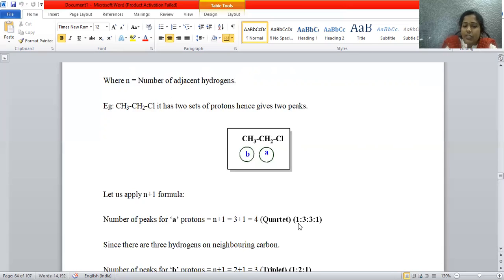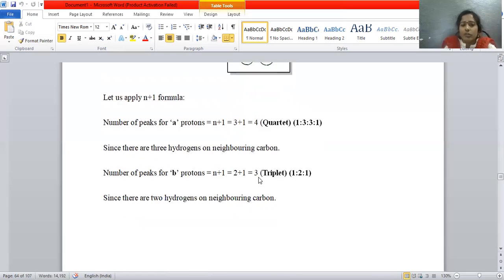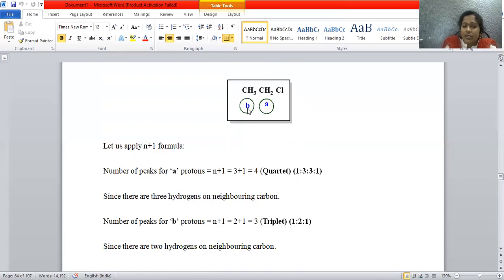A quartet has the intensity of peaks in the ratio of 1:3:3:1. This is a bunch of 4 signals where the ratio lies in the 1:3:3:1 pattern. This is mainly due to the presence of 3 neighboring protons. In the adjacent carbon atom, we have 3 neighboring protons, which influence this by the formula n+1, so that we get 4 signals here. So this is about set A.